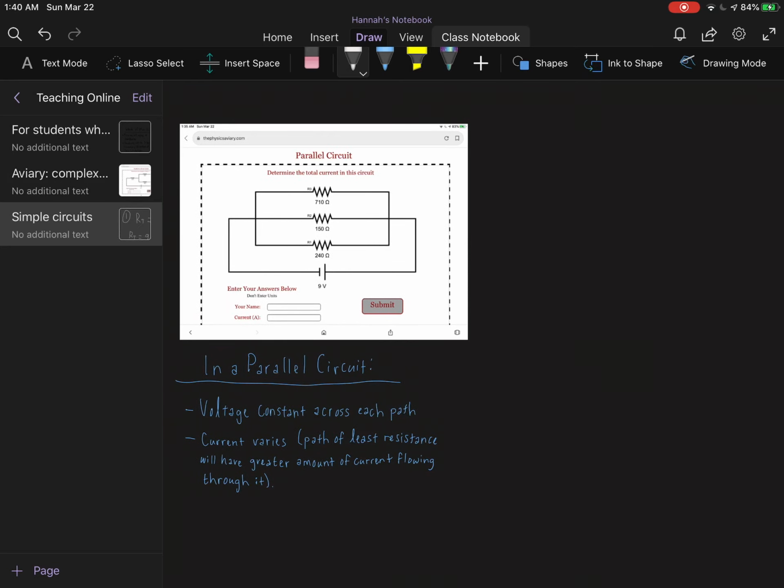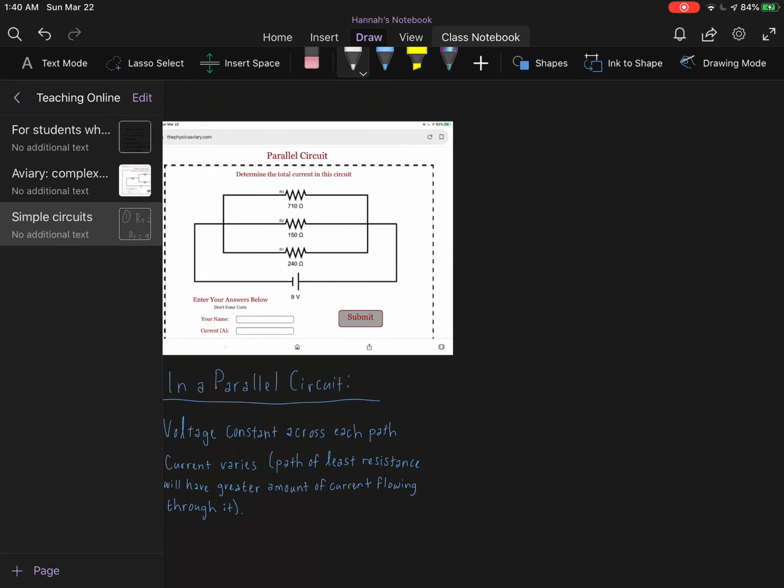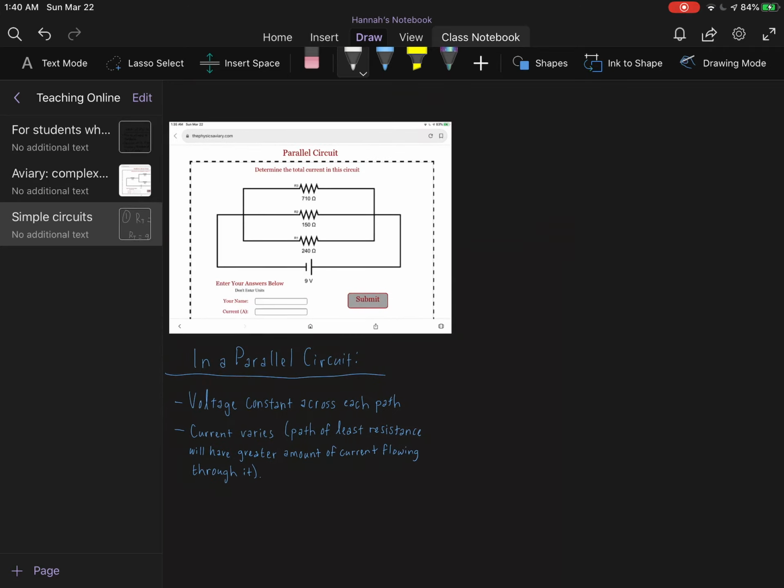This time we are talking about parallel circuits. This question comes from Physics Aviary. And for the parallel circuits, they want you to determine the total current in this circuit. So actually not that bad, except this is a beast of a problem if you are new to parallel circuits, okay? So I'm going to walk y'all through the way that I like to solve these problems.